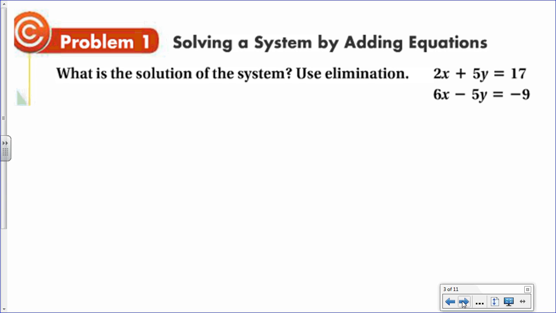than substitution. First thing you want to do is make sure that the variables are lined up vertically. So when you see this one here, you have the 2x and the 6x. Make sure they're on top of each other. And then the same thing with the y's, and then you have the equal sign, and then your constants are also on top of each other. So I'll write it over here.